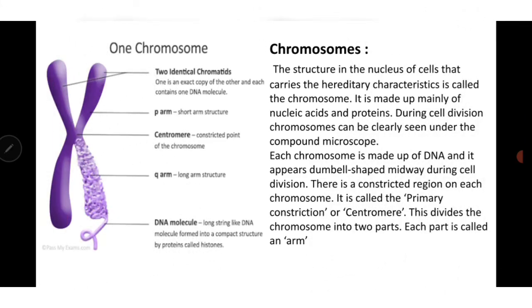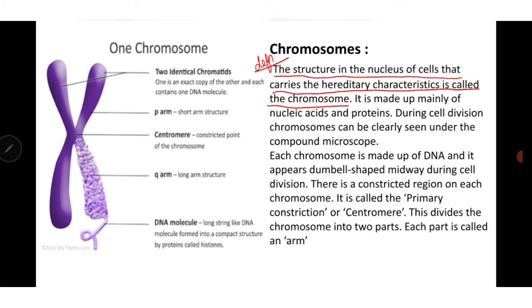Now, chromosomes: where are these chromosomes situated, and what is the definition of a chromosome? The structure present in the nucleus of the cell that carries the hereditary characteristics is called a chromosome. So this is the definition of a chromosome. Now the explanation of its structure. Here you can see the structure of a chromosome.